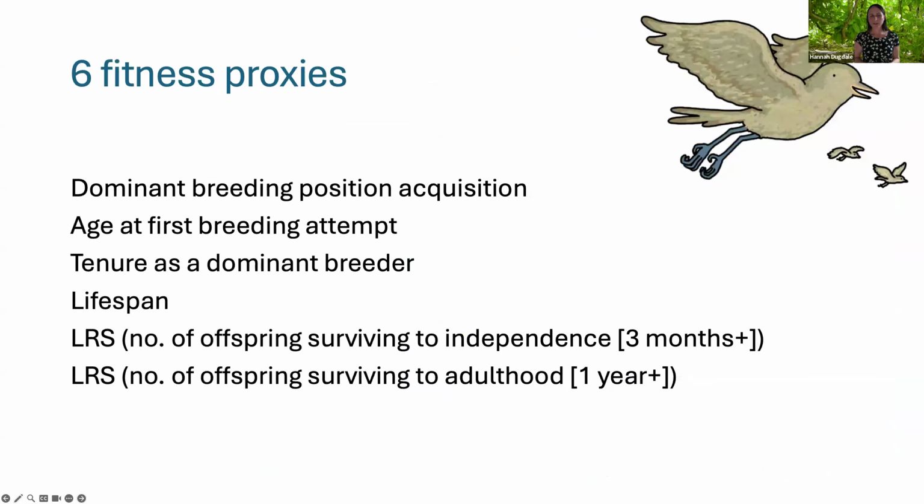So when we've got these IGCs, what we then did was to ask how well these 6 fitness proxies correlate with the IGCs. So we looked at whether an individual gained a dominant breeding position or not, because birds mainly breed as dominants, but females may also co-breed. We looked at the age at which they first bred, how long they were a dominant breeder for, what their lifespan was, and then we took 2 measures of lifetime reproductive success by either counting the number of offspring that survived to independence, which is 3 months in the Seychelles warbler, because there's a lot of post-fledgling feeding, or the number that survived to adulthood at 1 year.